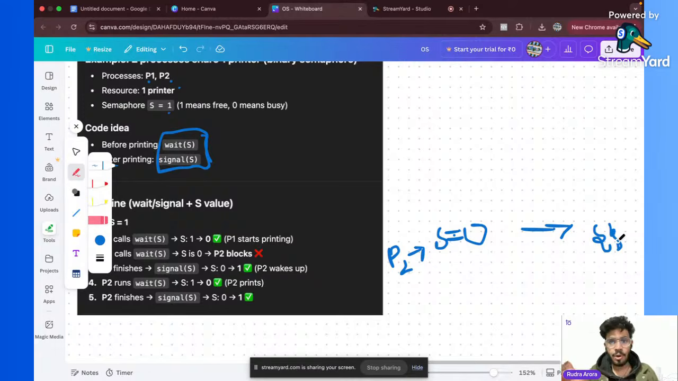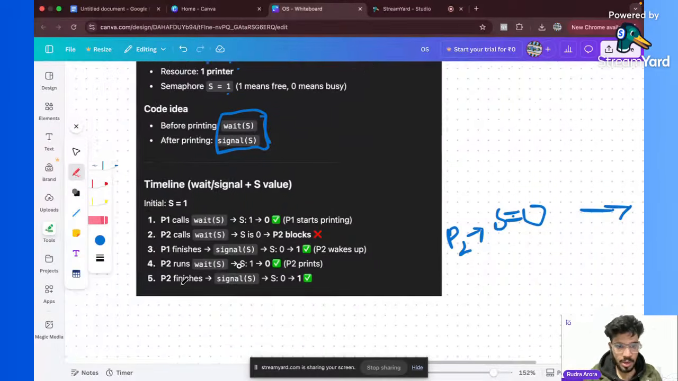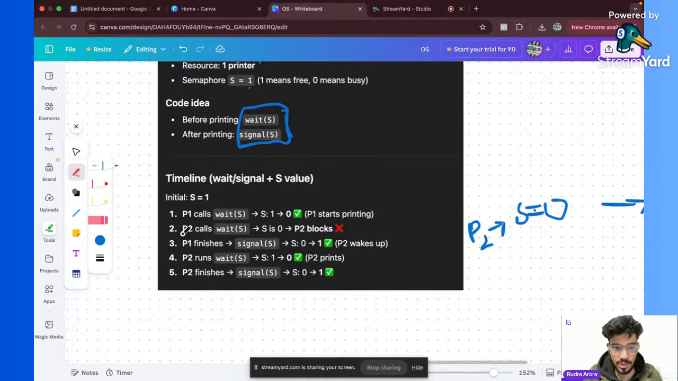Okay, or trapped, or you can say in a blocked condition. So P2 is in blocked condition now, because the S value is 0. S value 0 means there are no resources for you now, so please wait. Then P1 finishes, and it will signal out, increasing your value by 1. So it will do S equals S plus 1. From 0 it will become 1.